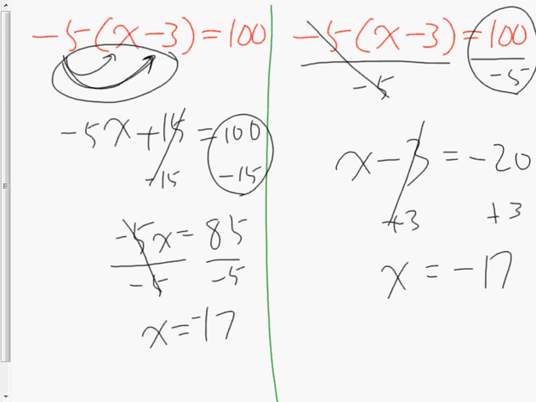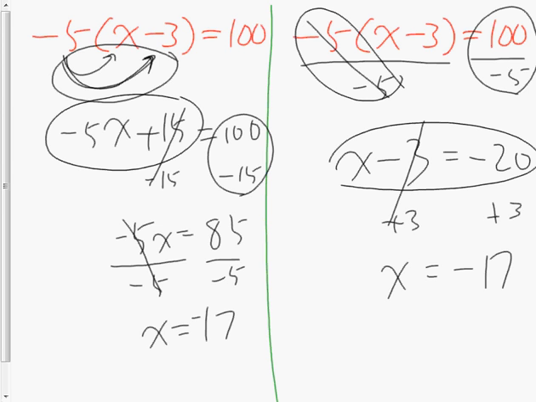Okay, so I guess the key to that is when you have distributive property, there are 2 ways you could solve it. You can expand it, like we did here, or you could divide both sides by the multiplier to get this instead. It's up to you.